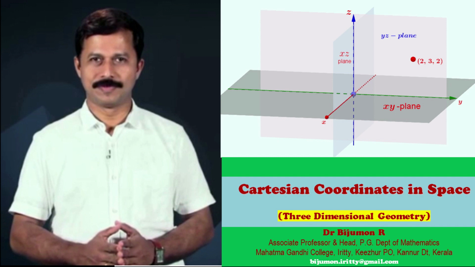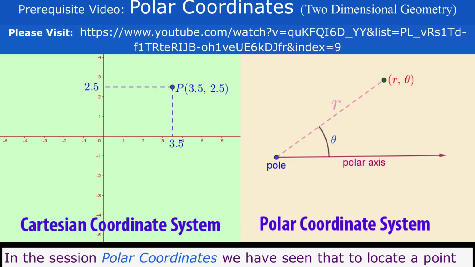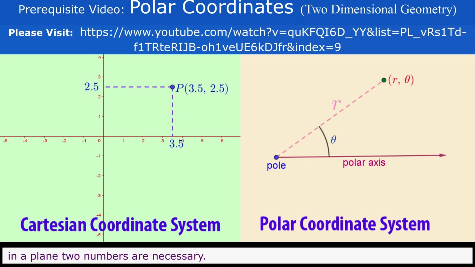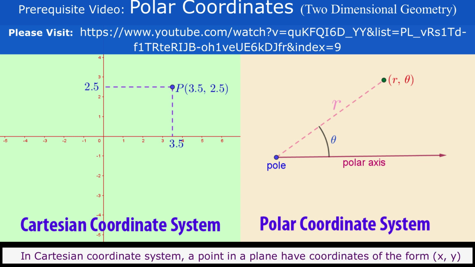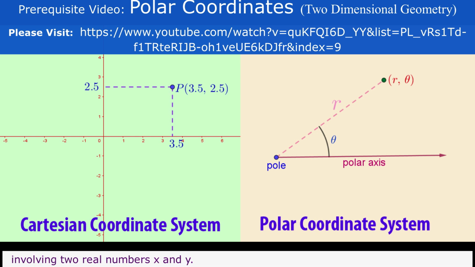Three-dimensional geometry. Cartesian coordinates in space. In the video session, polar coordinates, we have seen that to locate a point in a plane, two numbers are necessary. In the Cartesian coordinate system, a point in a plane has coordinates of the form (x, y), involving two real numbers x and y.